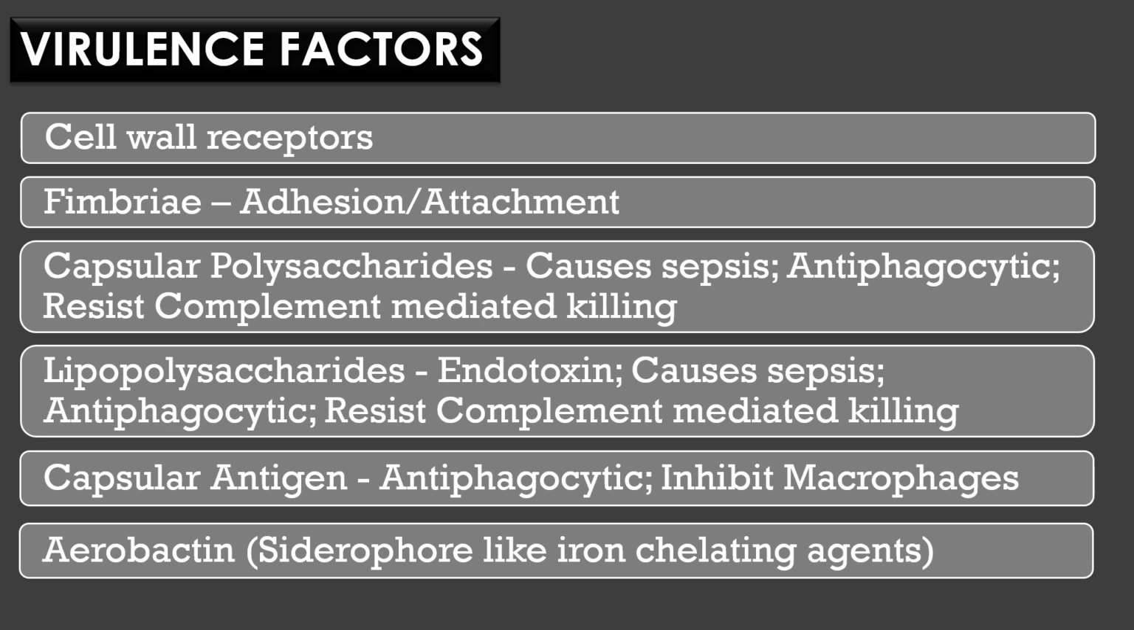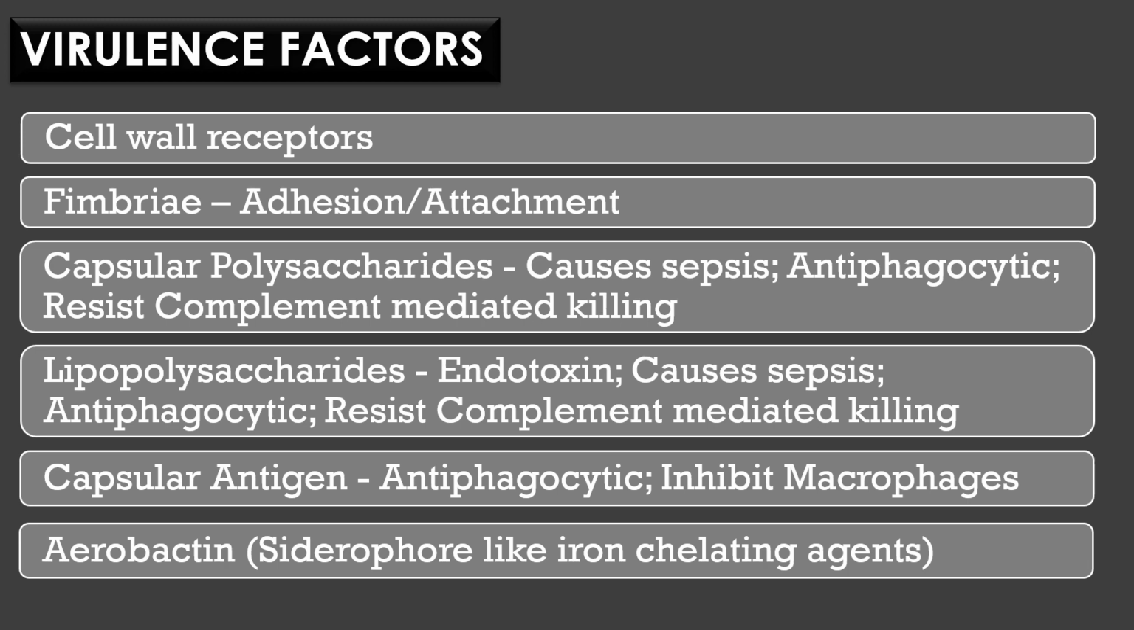Virulence factors of Klebsiella pneumoniae. The ability of the microorganisms to cause an infection is called as virulence, and the term virulence was first coined by the scientist Louis Pasteur. Virulence factors are the factors which are responsible for causing an infection in the human beings or any other host cells. And here the Klebsiella pneumoniae have 6 virulence factors. The first virulence factor is cell wall receptors. The second virulence factor is fimbriae, which is responsible for adhesion or attachment.